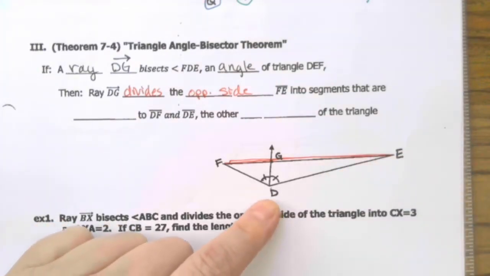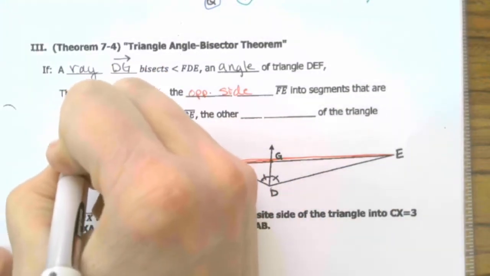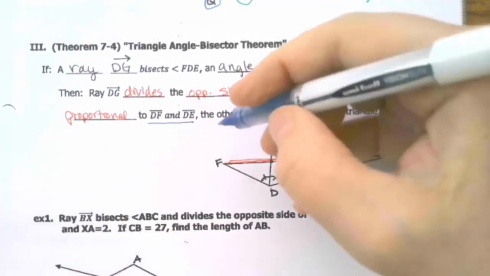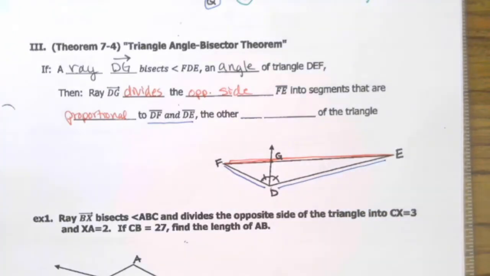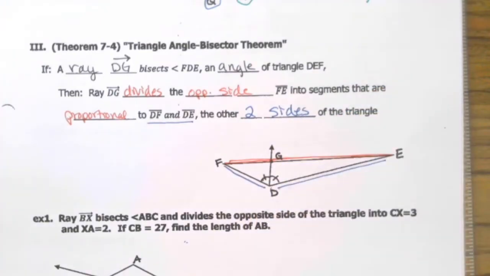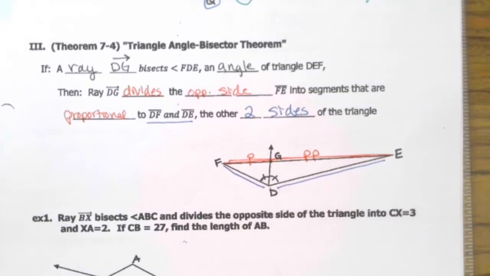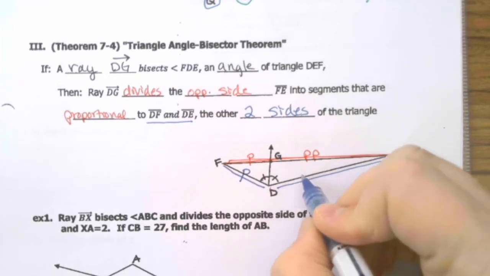So if it bisects that angle, then it divides the opposite side, FE, into segments that are proportional to DF and DE. So DF is this one, and DE is that one, which are the other two sides of the triangle. So what do we mean by divide proportionally? Okay, so for the FE, we have a small piece, we'll call that single P, and a large piece, double P. The other two sides can be divided into small side P and double side PP.